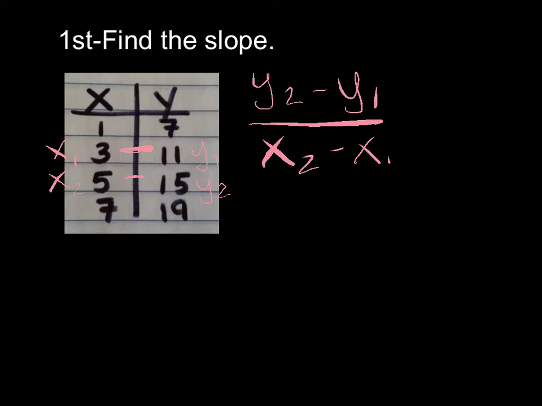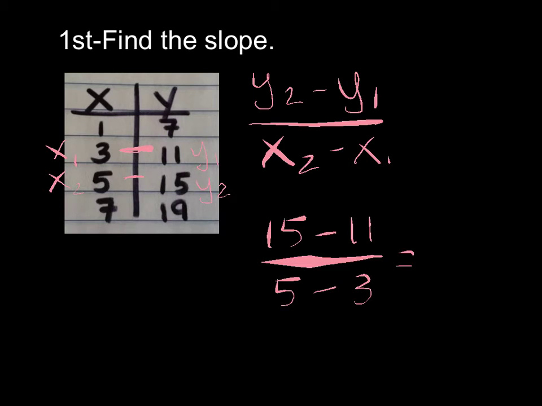So what I'm going to do is substitute now into my equation. It's y2 minus y1. I said my y2 is 15, minus my y1 is 11. Then I put it over my x2 is 5, minus my x1 is 3. So here I'm going to do the slope.